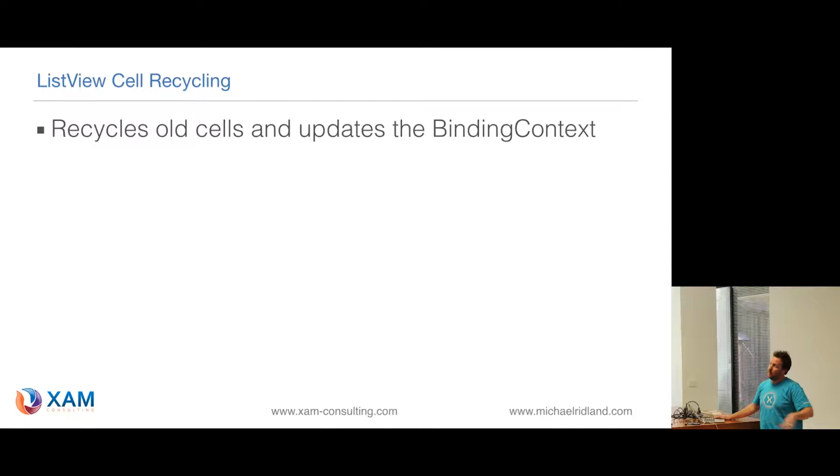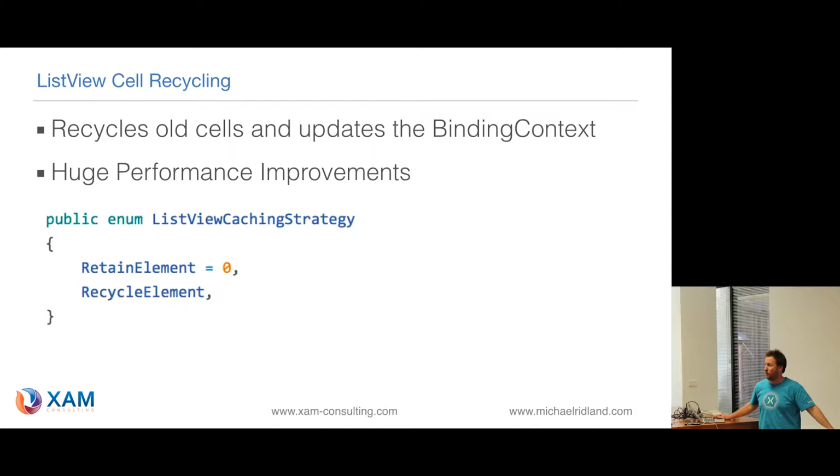So list views now have cell recycling. Rather than throw away a cell once it's finished with it, it'll keep a bunch of cells around and just replace the data inside the cells. So it's caching UI, and it makes it a lot faster, especially with really long lists, if you write the cells in the correct manner. So it's got a huge performance improvement.